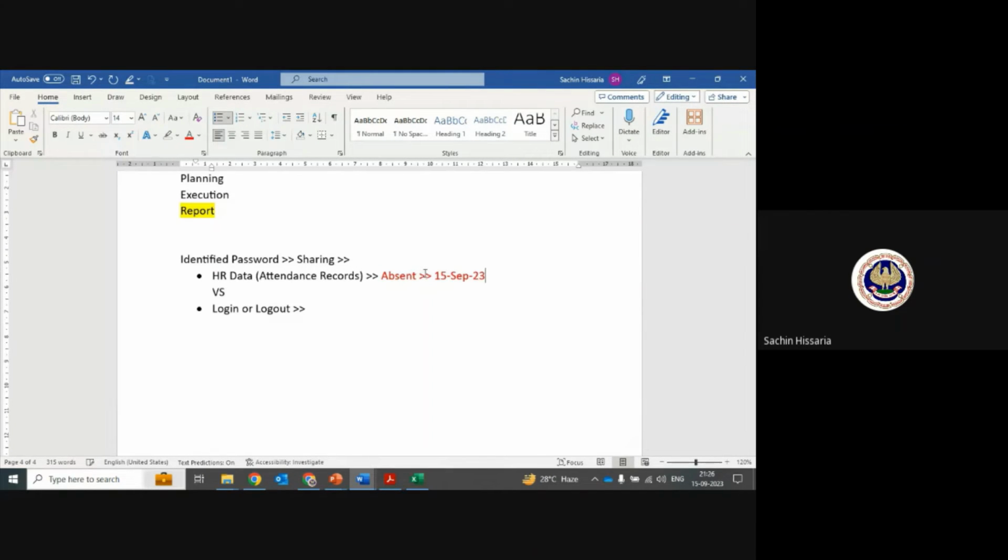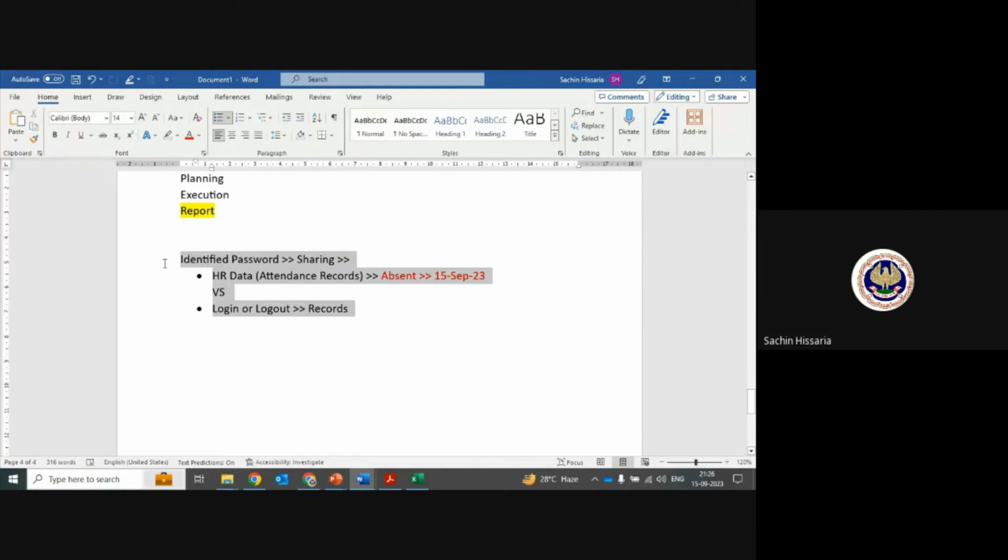So if I am absent in the HR record, in the login logout history there should be no record, because if I am absent and don't come to the office, I cannot log in to that application. So we compared and noted that some employees were absent on particular dates, still their records were there in the login logout report.